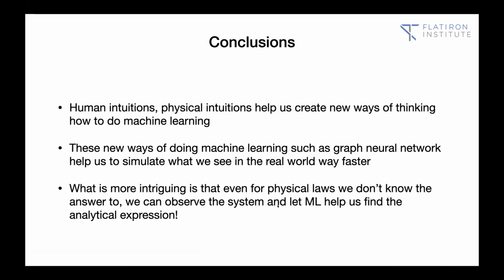Conclusion: human interactions and physical intuitions really help us create new ways of thinking about how to do machine learning. In this case, the graph network, this idea of why you want to parse things into particular objects before interacting. That's actually something that created the graph network. These new ways of doing machine learning, such as graph networks, help us simulate what we see in the real world way faster. What's more intriguing, at least for me, is that even for physical laws we don't know the answer to, we can observe the system and let machine learning help us find analytical expressions. And thank you. I'll take questions here.